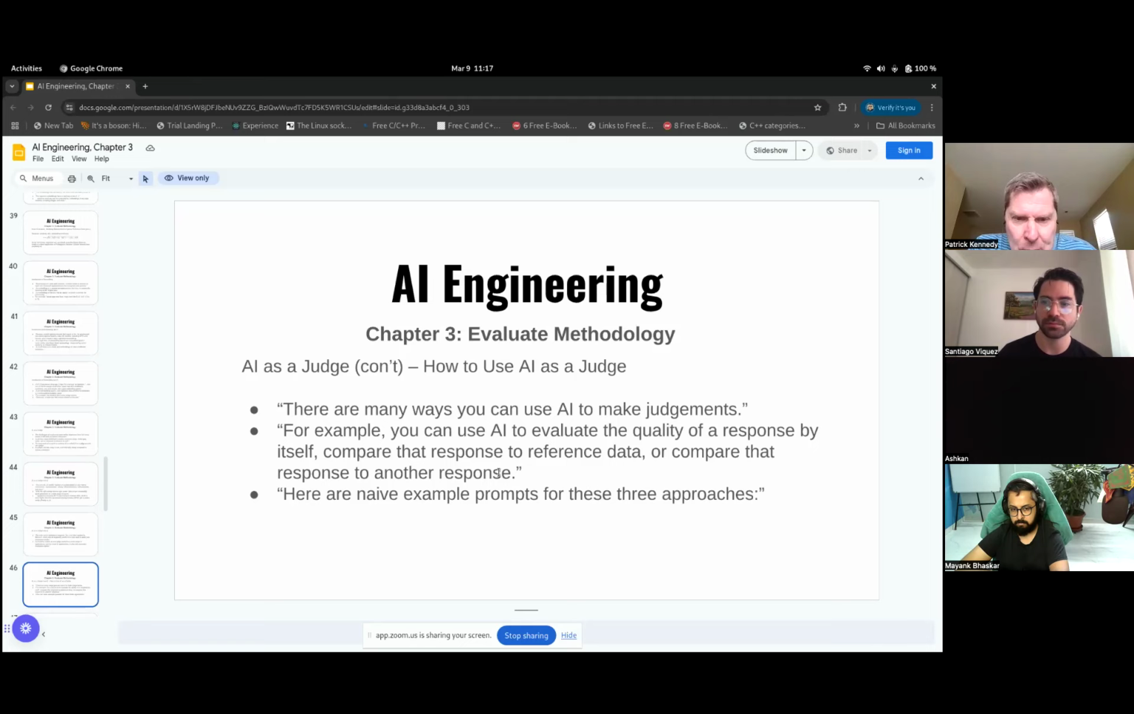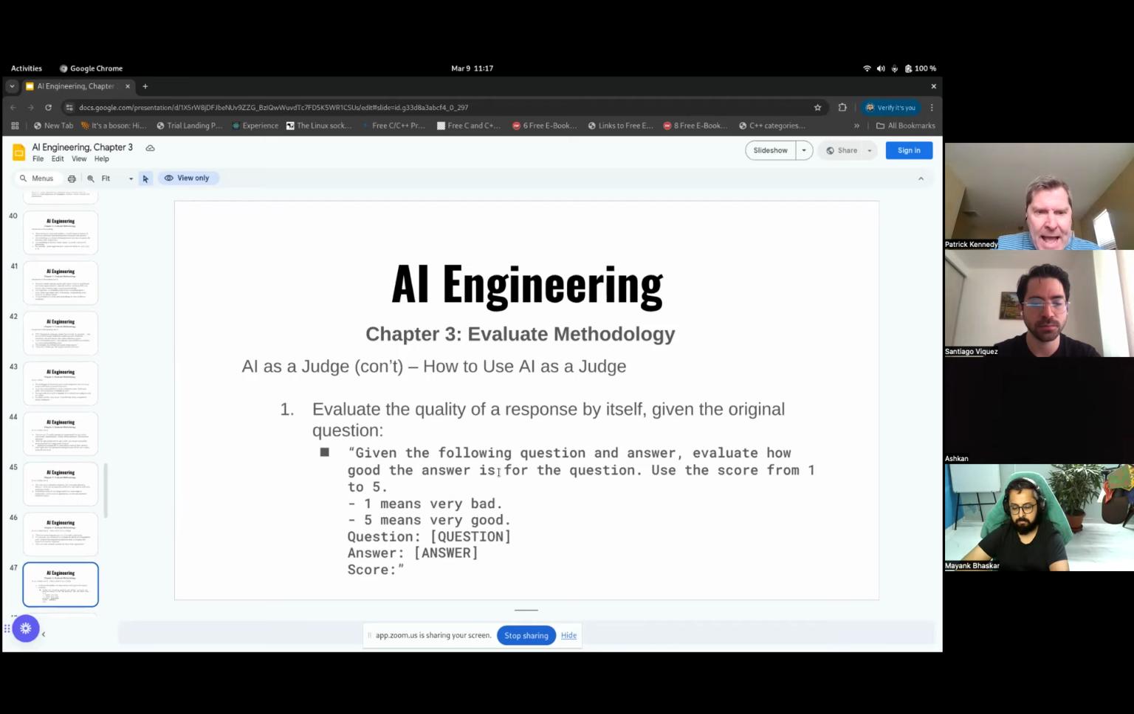So there are many ways you can use AI to make judgments. So we say, okay, for example, we did that. And then here are some naive example prompts, and they're quite good for these 3 approaches. So the 3 approaches are in the second bullet. Whether you compare it by itself, compare that response to reference data, or compare that response to another response.